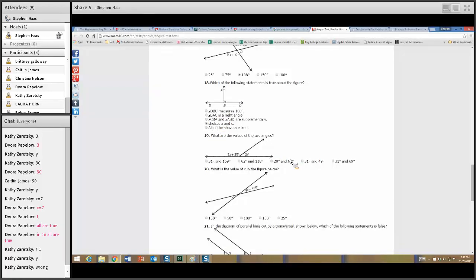Okay. Value of the two angles. Okay, let's get our paint back up here.